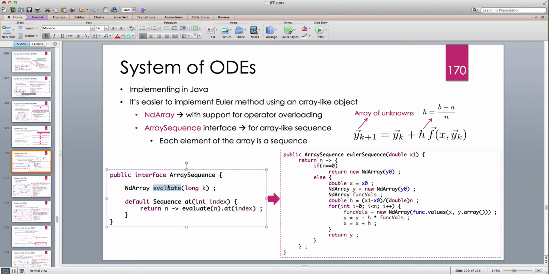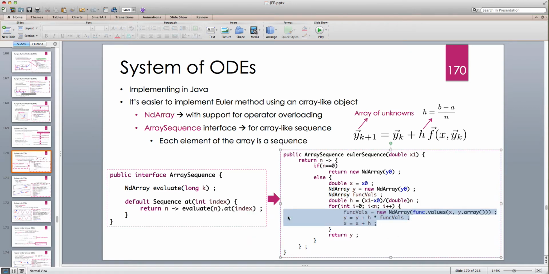Array sequence is basically, when we evaluate it, it returns an array, ND array. And if we want to get the sequence for a particular component of this array sequence, we use a lambda expression that represents a sequence. So we evaluate at n, which returns an ND array, and we just call whatever index we're looking at, all right, for this array.